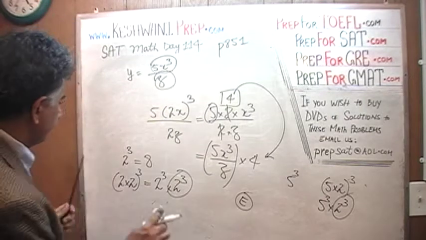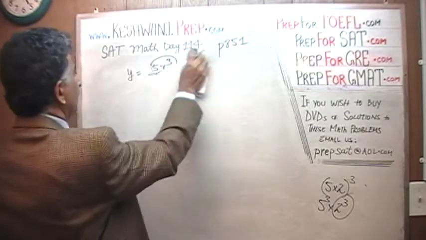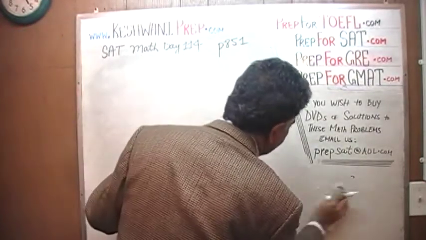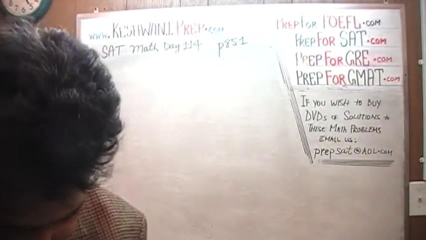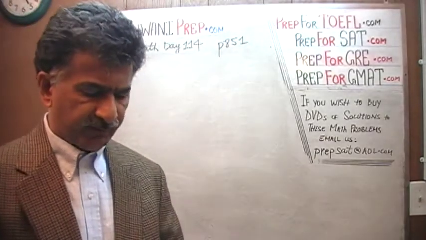Number 17. We are told that Luke purchased an automobile for $5,000.